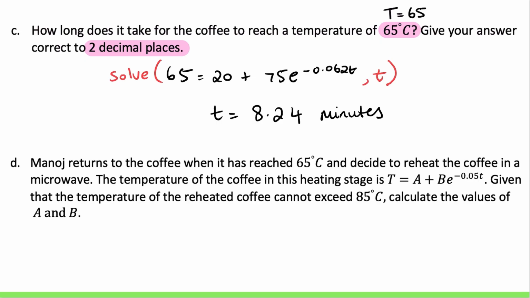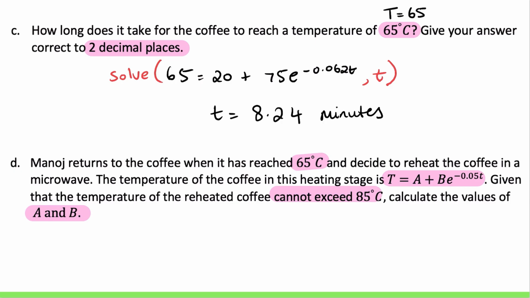Okay, part D. Manoj returns to the coffee when it has reached 65 degrees and decides to reheat the coffee in a microwave. The temperature of the coffee in this heating stage is this function here. Given that the temperature of the reheated coffee cannot exceed 85 degrees, calculate the values of A and B.